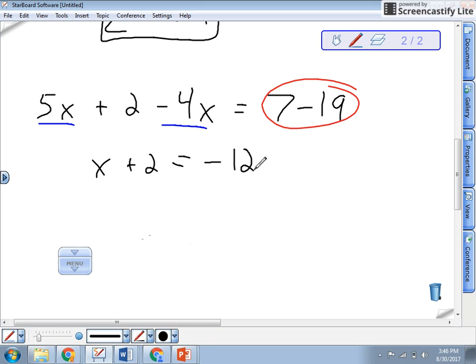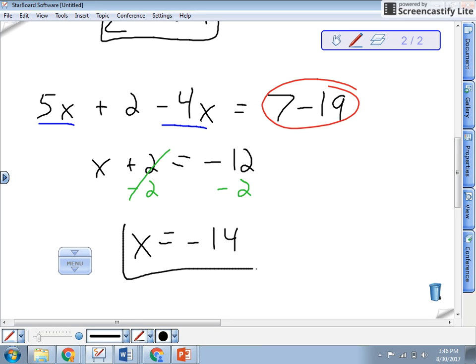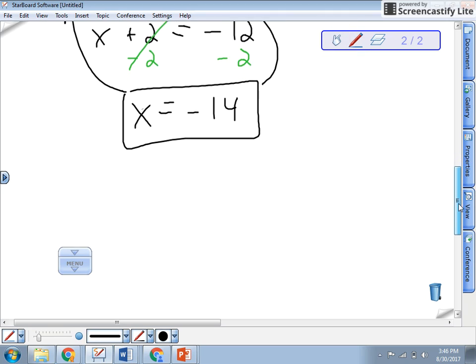At this point, I want to get rid of that plus 2, so I'm just going to subtract 2. That cancels it out. So my final answer is x equals negative 14, because minus 12 minus 2 is negative 14. Again, if I plug that into my original equation for x, you will see that it does in fact work. One more example I want to take a look at.